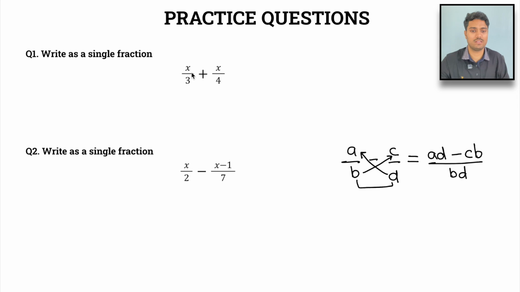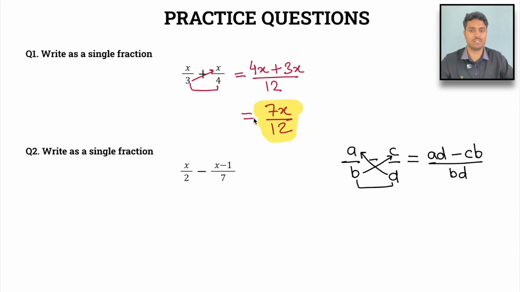So we have x by 3 plus x by 4. We can write it like this: 4 into x, 4x, plus 3 into x, 3x, divided by 3 into 4, that's 12. So the answer is 7x by 12. That's how we solve problems based on algebraic fractions. Let's move on to question number 2 now.